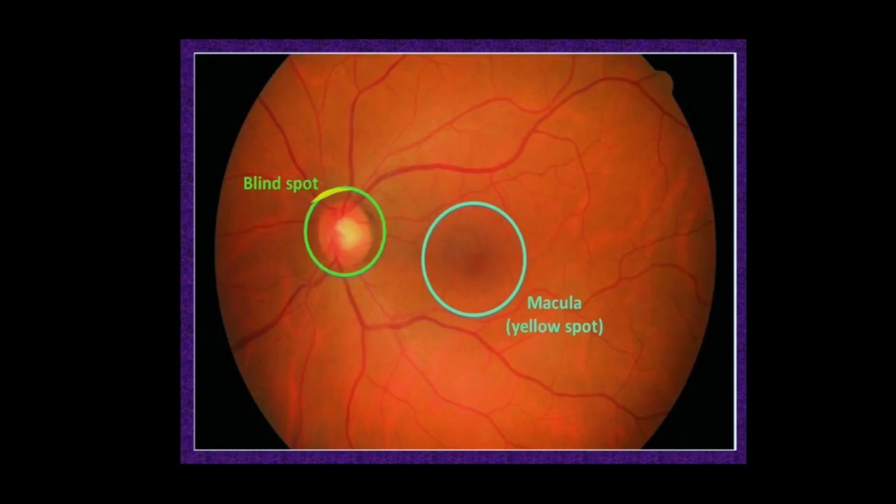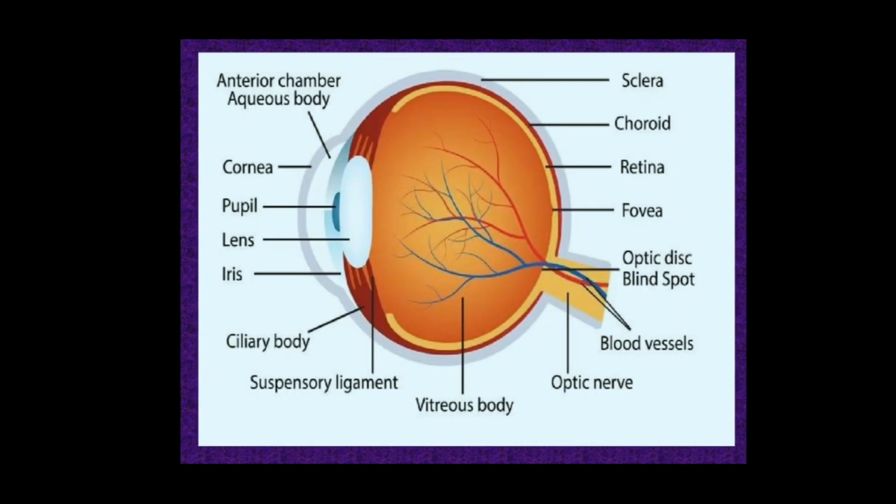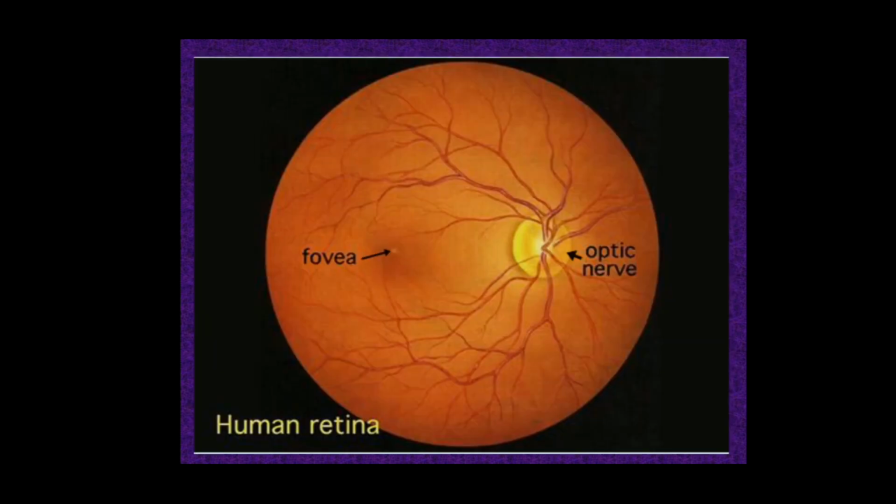So this is the blind spot and this is the yellow spot. Yellow spot is also known as macula or fovea. These are the two regions in the inner side of our eyeball. So this is the whole view of the human retina.